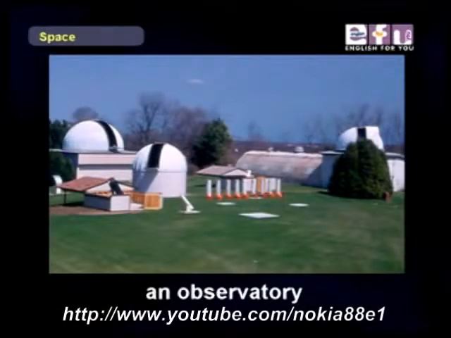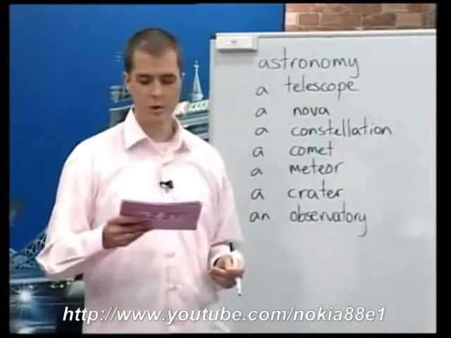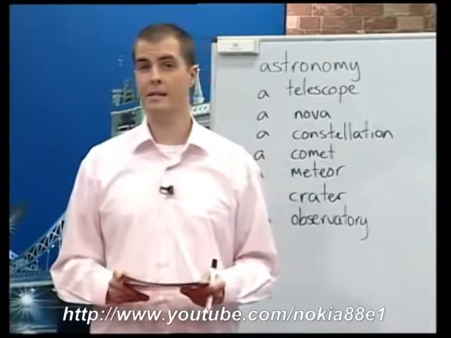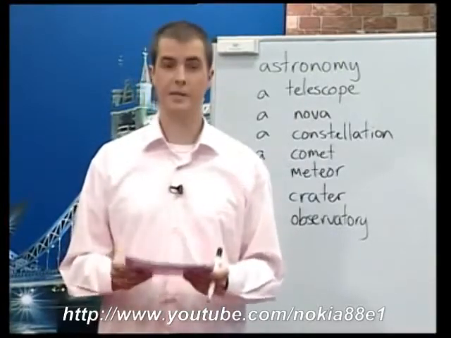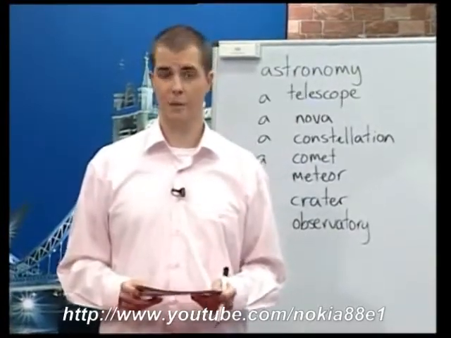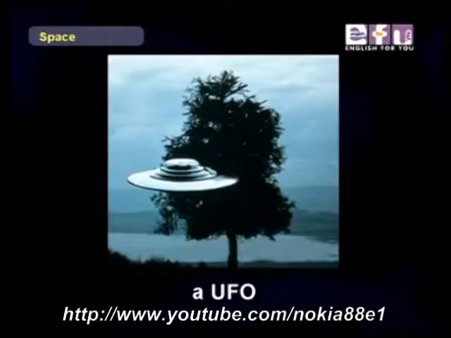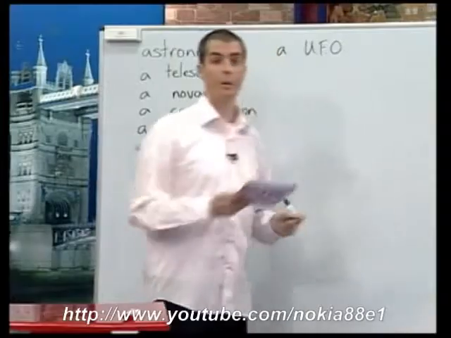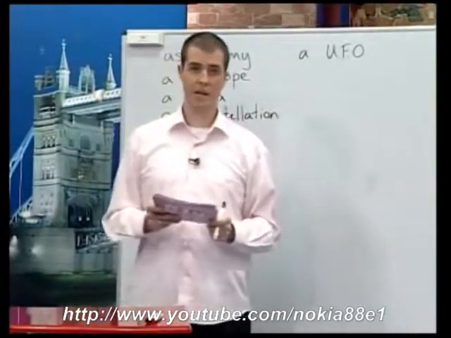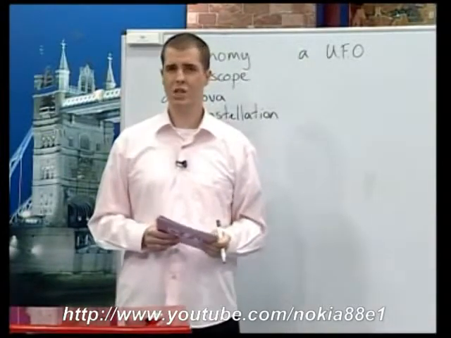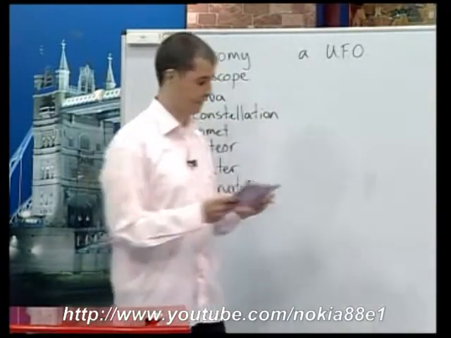An observatory. An observatory is a special building from which scientists can look at the stars and the moon and the planets. There is a big telescope inside. Okay, over here. A UFO. A UFO is a strange object in the sky. Sometimes people think it's another spaceship from another planet.